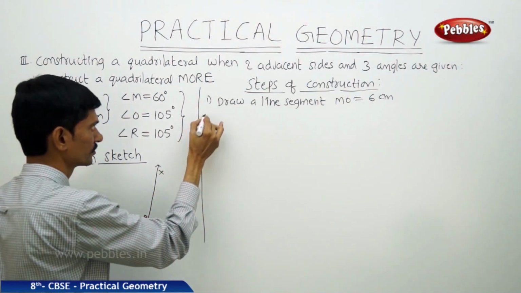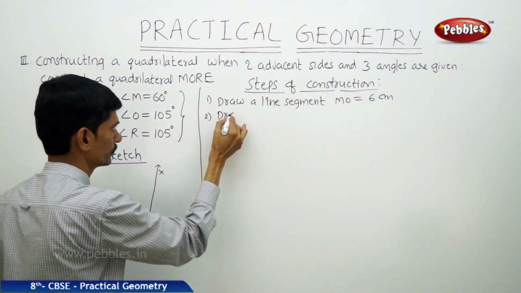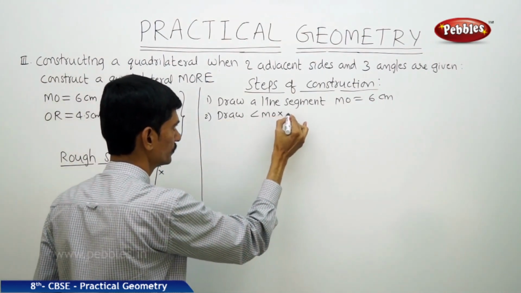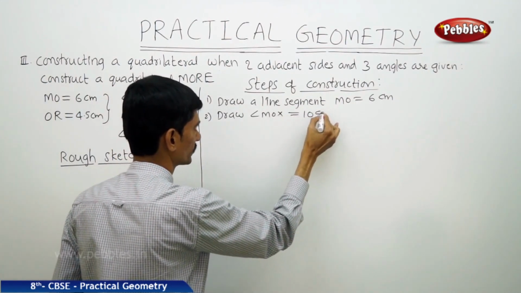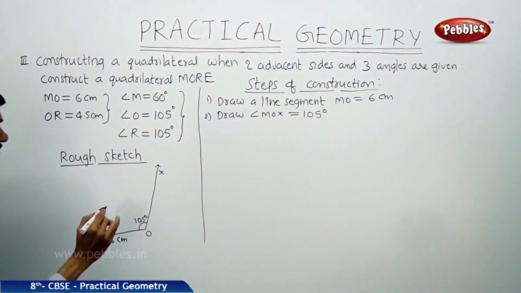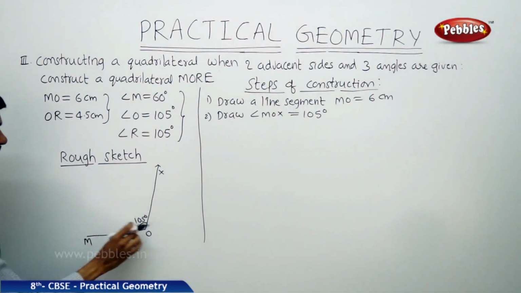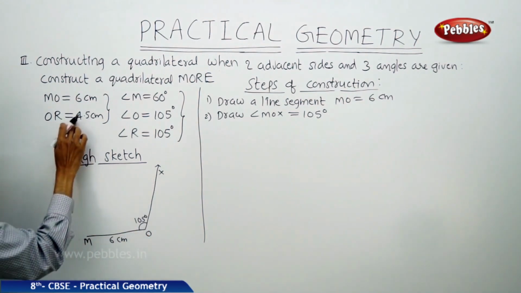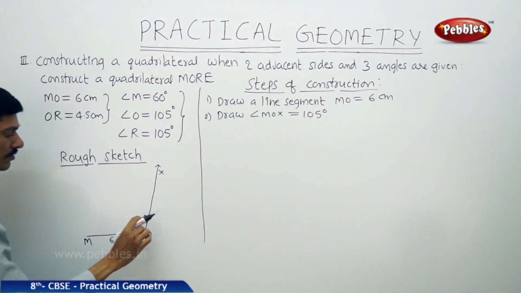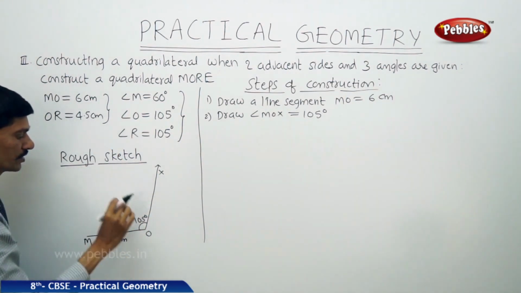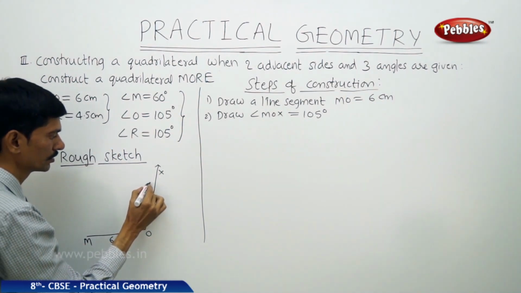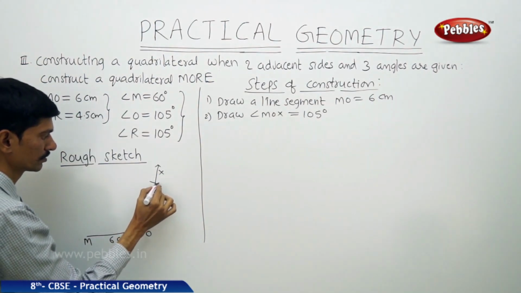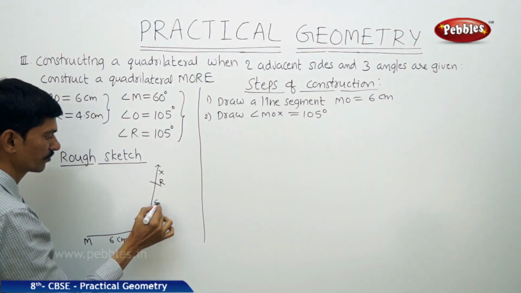So the second step is draw angle MOX equals to 105 degrees. Then MOR will be somewhere on this ray OX. So your OR is given that 4.5 centimeters. So with O center and 4.5 centimeters radius, draw an arc to cut off the OX ray at R. So this is 4.5 centimeters.